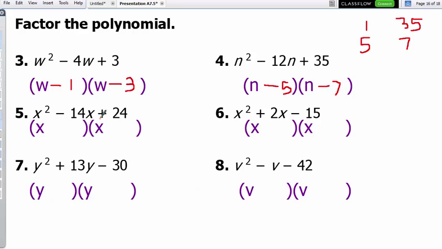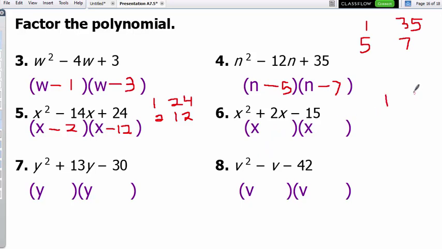Again, c is positive, so both numbers have to be the same. I might start out my list. 2 is going to go with 12. Oh, those two add to get me 14. -2 and -12. The order that we put these in does not matter. It's just when one is positive, one is negative, you got to get those right.